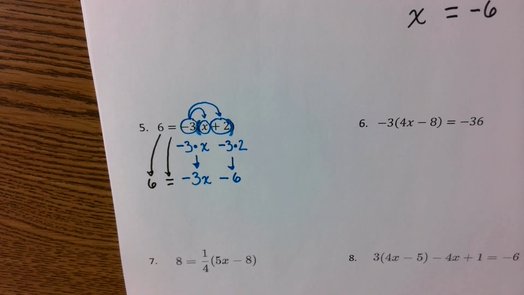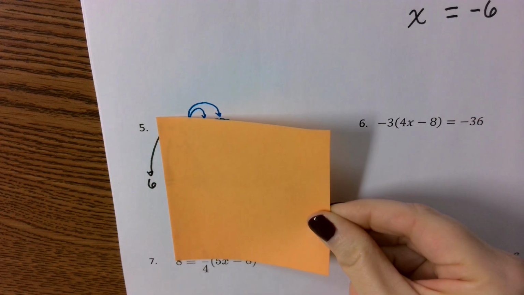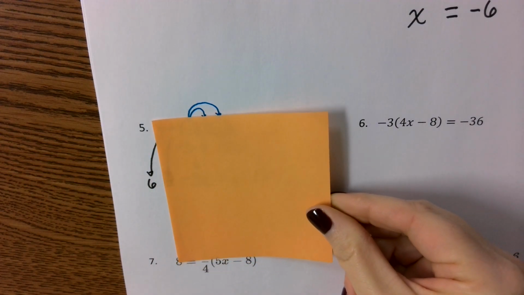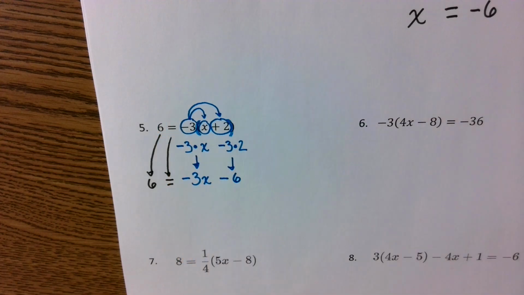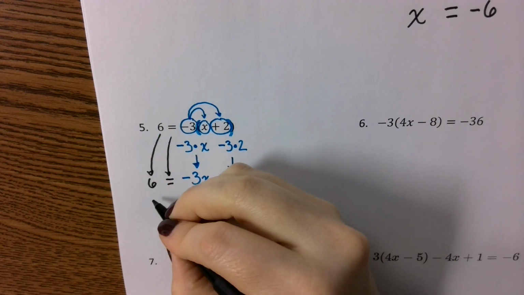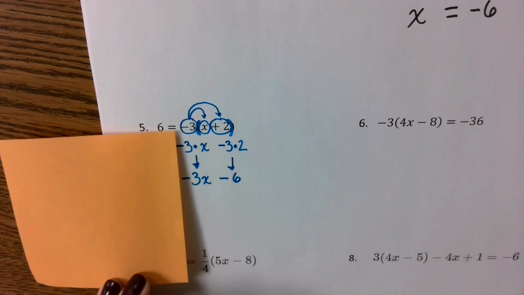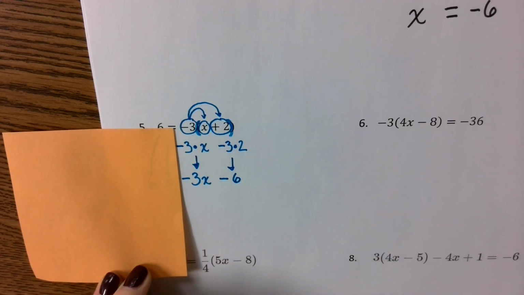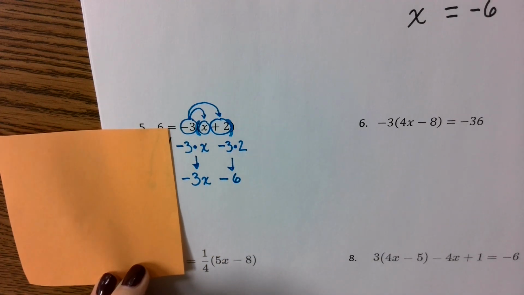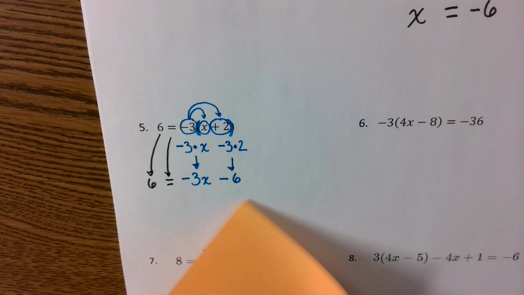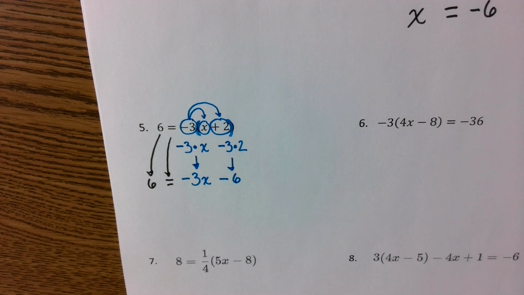All right, step 2, we're going to focus on the different sides. So take our sticky note. Everybody's got their sticky note. Let's cover up the right side. Can we simplify the 6? No. That 6 is as simplified as it's going to get. Now we cover up the left side. Can we simplify negative 3x minus 6? No. That's as simplified as it's going to get. So there was no combining like terms here. Okay, so we are as simplified as we can get.